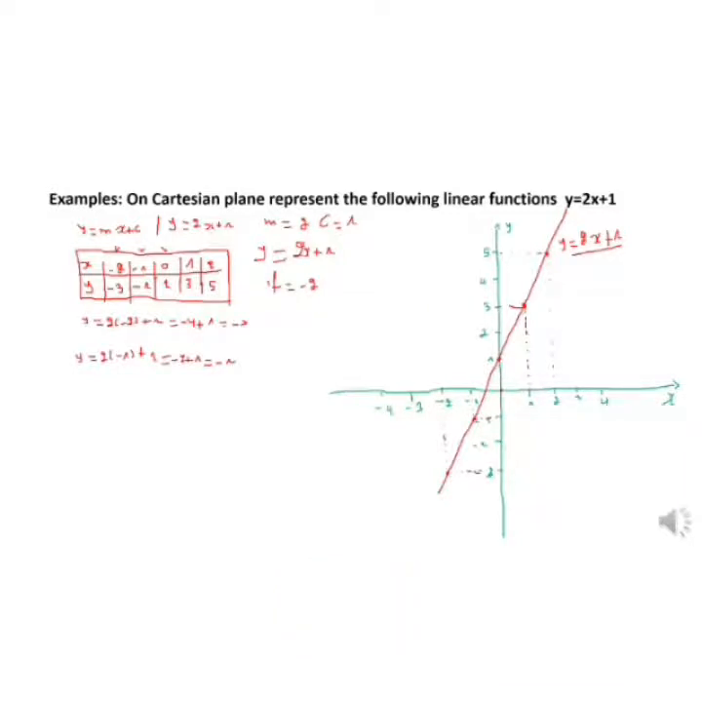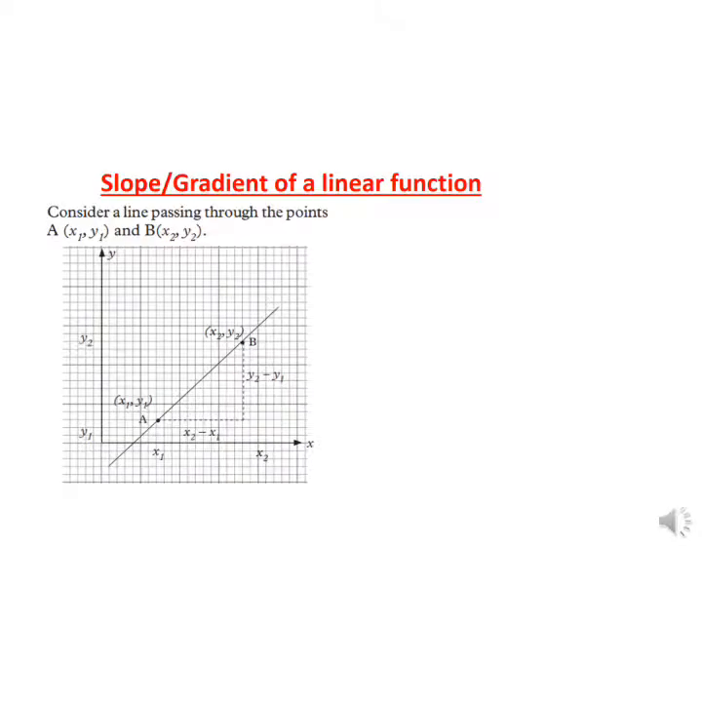Hello friends, today we are going to learn how to calculate slope or gradients of a linear function. At the end of this lesson, everyone will be able to calculate slope or gradients of a linear function. For calculating gradients of a linear function, let us consider the line passing through the following points. Consider the line passing through the points, meaning that you have 2 points.